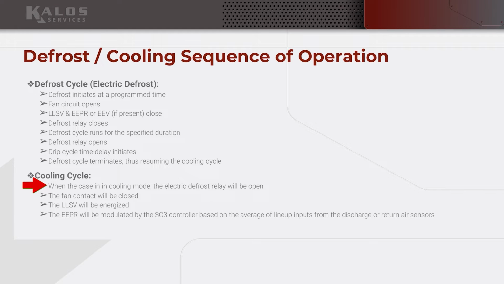And obviously in the cooling cycle, we're cooling. So we should have fan contacts closed. Our liquid line solenoid will be energized. And we'll be pushing air back into the space or the case or whatever the location or piece of equipment is that we're trying to cool down.